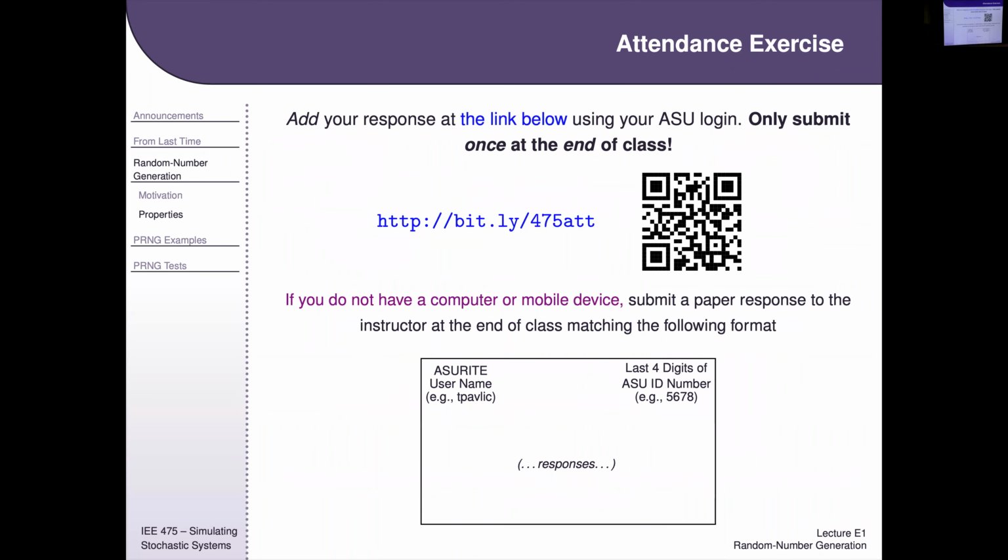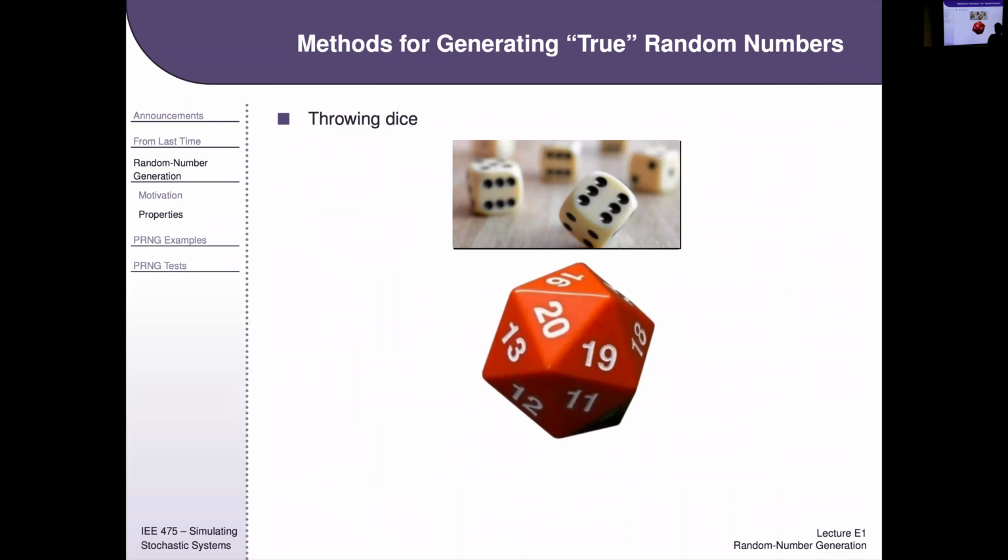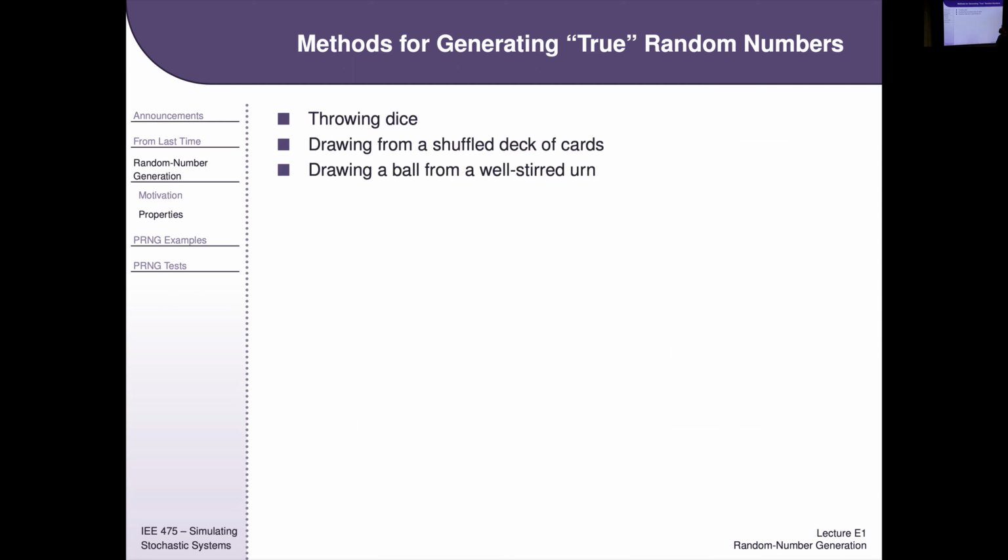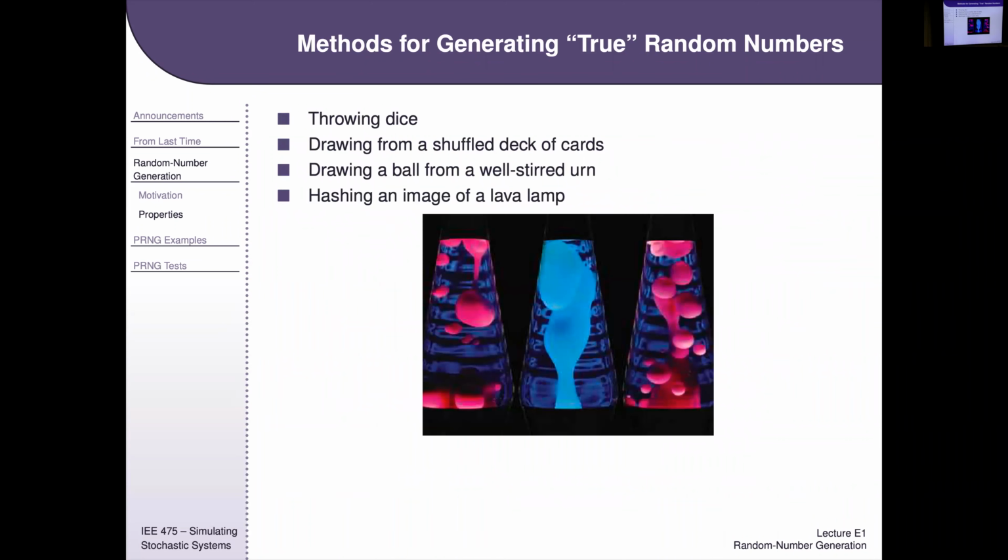Okay. So how do we generate random numbers? In the physical world, we could do things that are very slow, like throwing dice, drawing from a deck of cards, drawing a ball from an urn. Online, there are people who take images of lava lamps, digitize the images, turning them into a bunch of numbers, and then generate a hash, which is a special type of number, out of it, and that ends up generating a unique random number for every image.